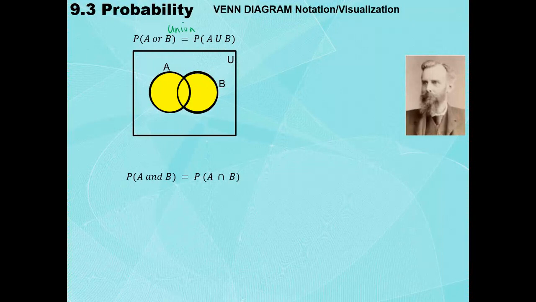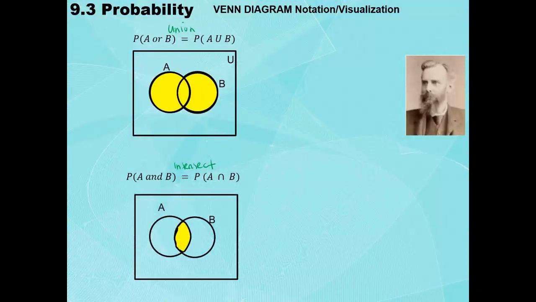The probability of A and B happening is the probability of A intersect B. Well, what does that look like? So this is just the intersection. This has to be the probability that both of them occur. Well, that's just going to be the middle part, right? So you can think about it visually too.